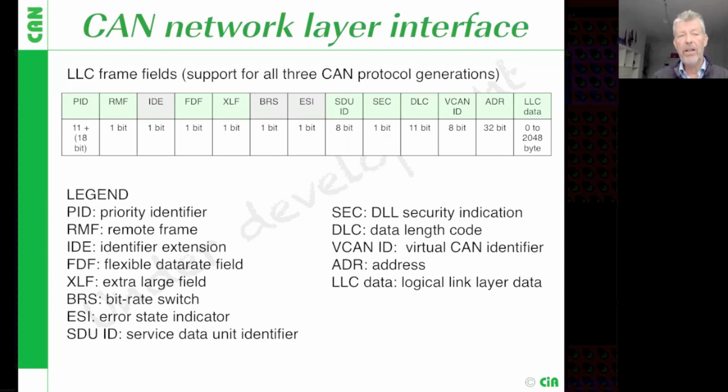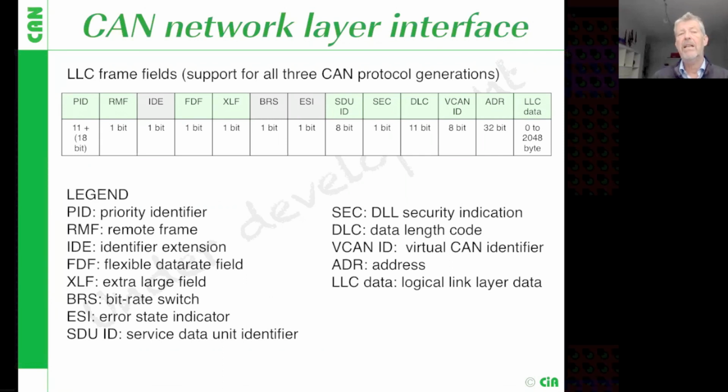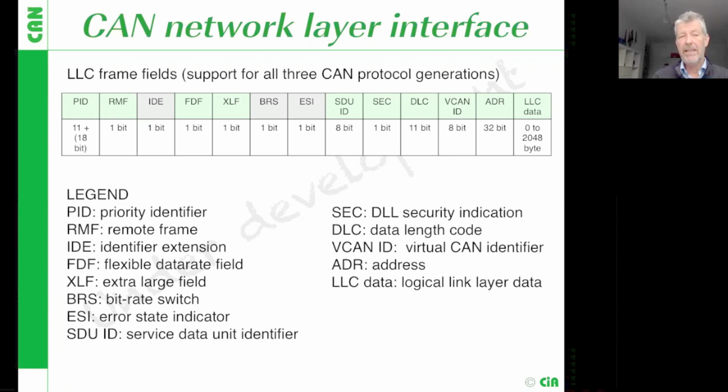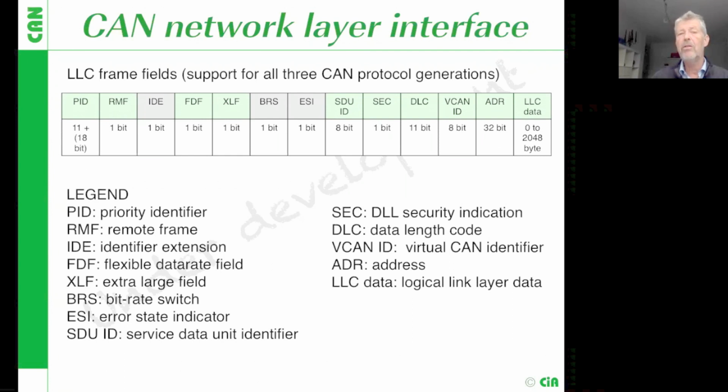Then we have the remote frame, and the remote frame needs to be given, and in this case, it is not allowed to send remote frames in CAN XL. So the FDF bit and the XLF bit indicate which kind of protocol you like to transmit. In our case, if we want to transmit CAN XL frames, then both will be recessive.